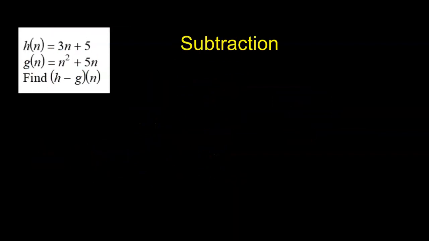Let's try a subtraction. So again, you're just following the directions that they're giving you. Find h minus g of n. And again, as you can see, the n is just saying, hey, that's the variable we're using. Don't change anything. Don't plug anything in. So you're going to just do h of n minus g of n.